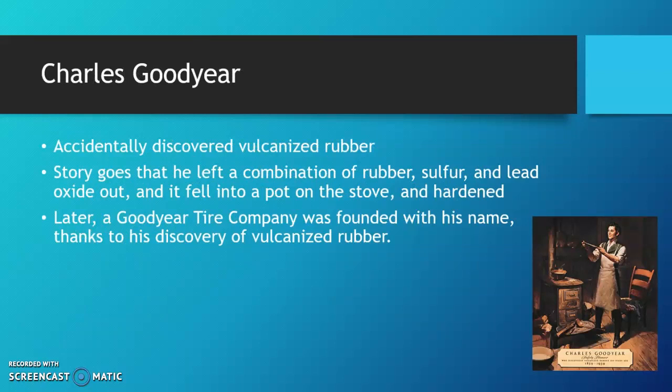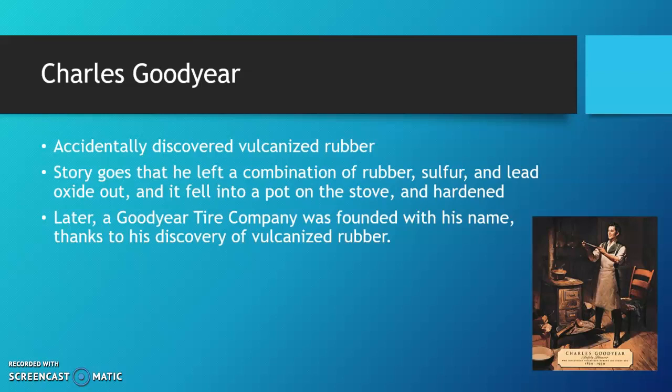The vulcanization process was accidentally discovered by Charles Goodyear. He was a broke merchant living in Philadelphia, and he had decided to try to get into the rubber business because rubber was a new discovery at the time. This was in the late 1830s.